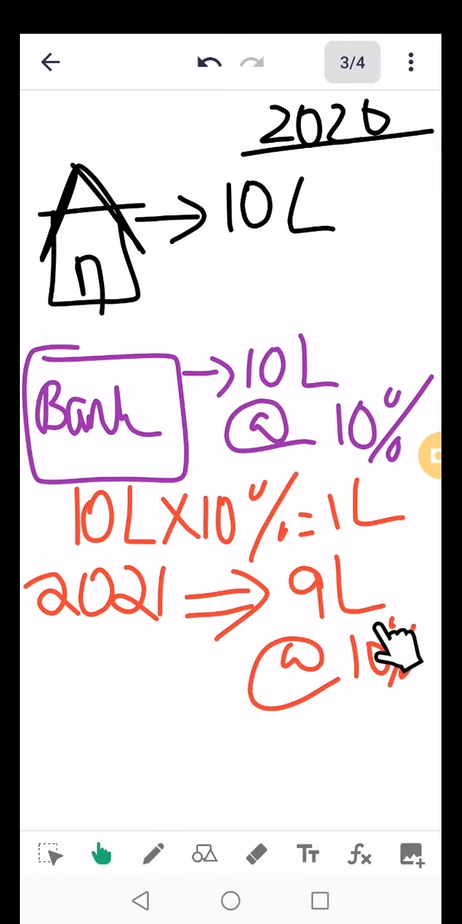The rate of interest is 10%, but this is the contracted rate. So here the amount remaining is 9 lakh. Let us assume it is 9 lakh. Calculations are not exact. Just for understanding, let's take it as 9 lakh.